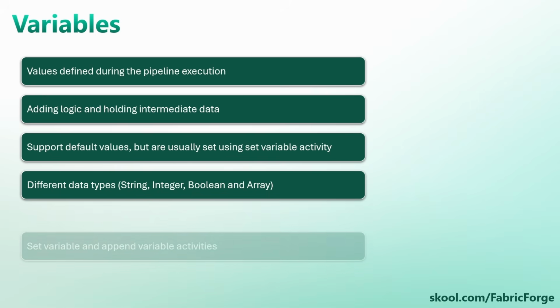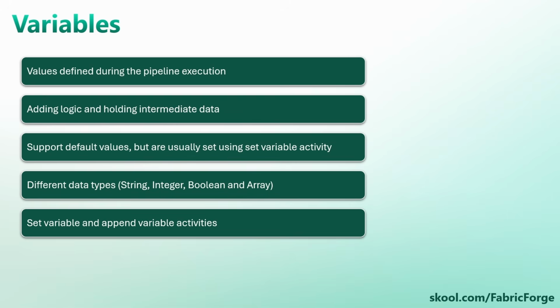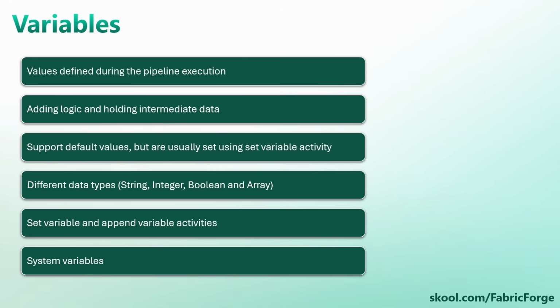The main activities used to interact with variables are the setVariable activity and then the appendVariable activity. With the setVariable activity, variables can be assigned hard-coded or dynamic values using expressions. The appendVariable activity is meant for adding new items to the end of array-type variables. There are also many system-type variables that are already predefined and hold some system-related information like pipeline name, pipeline trigger time, or workspace ID, just to name a few variables so that you get the idea. Next, let's go to Fabric and do some demos with parameters and variables there.